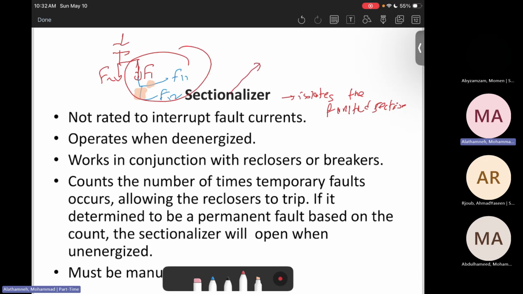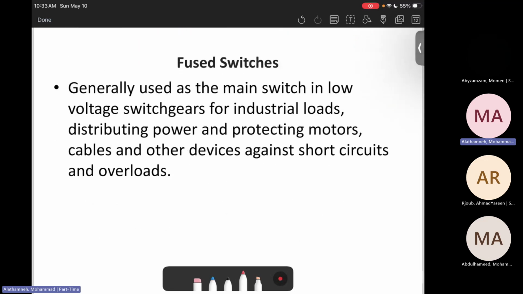It is not a protection device. This is not a protection device to be turned on or off at fault conditions. While the thing is it will operate, if there is a fault in some area, then we need to isolate it from the rest, so as to minimize or reduce the number of impacted customers.